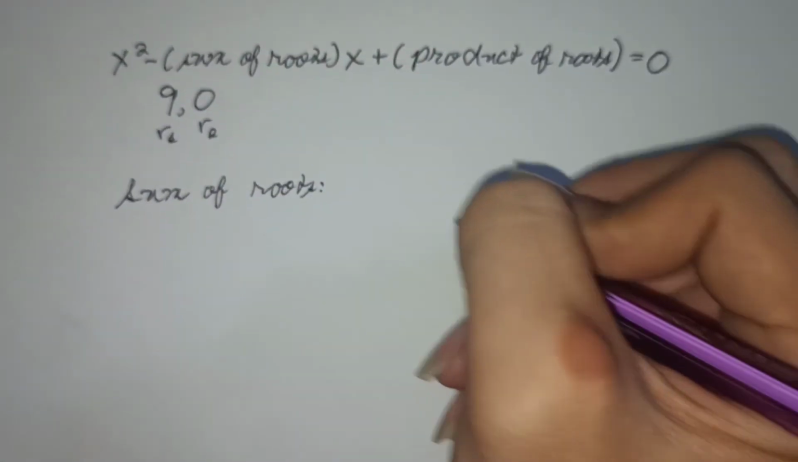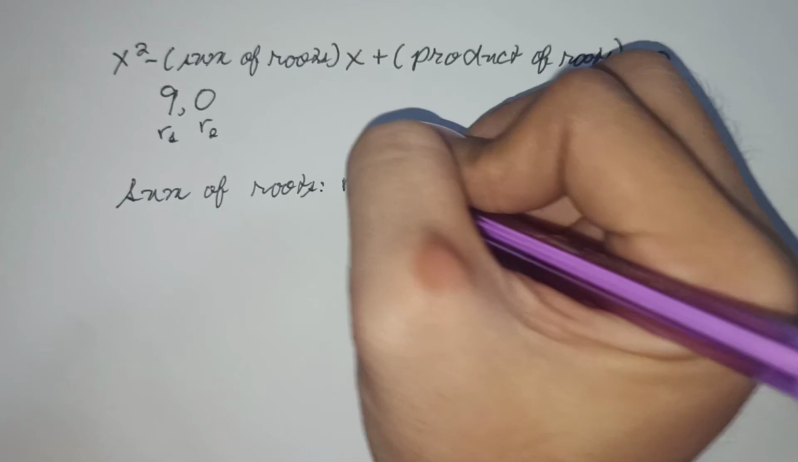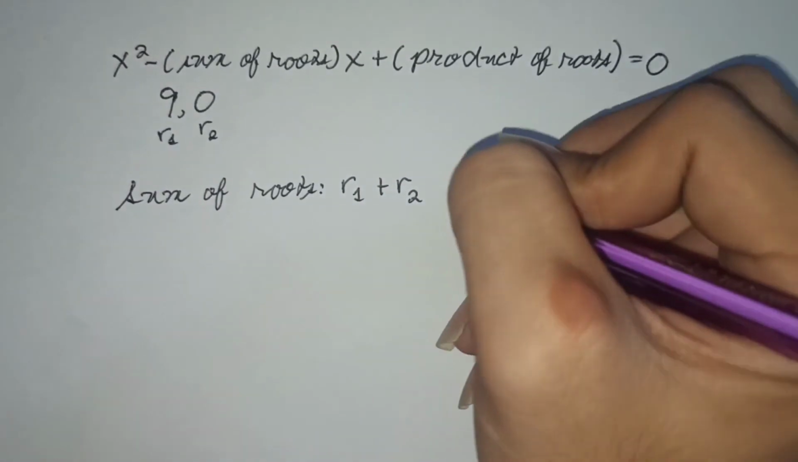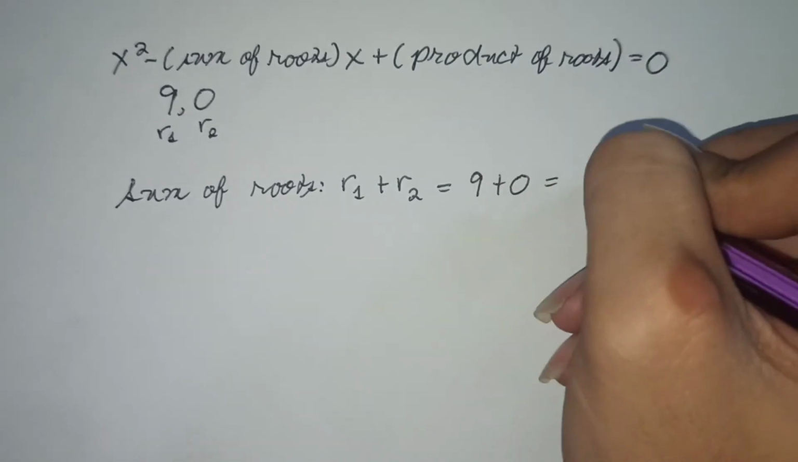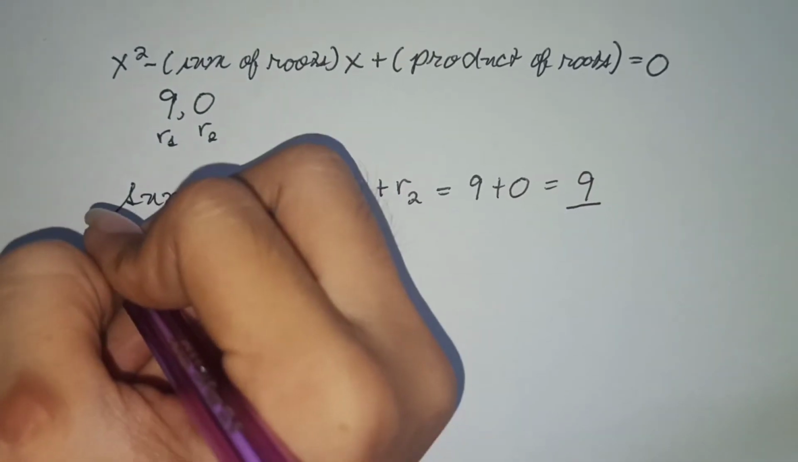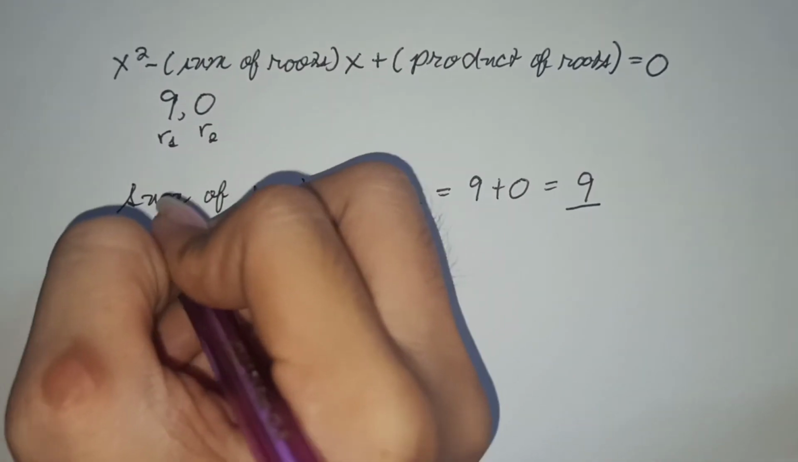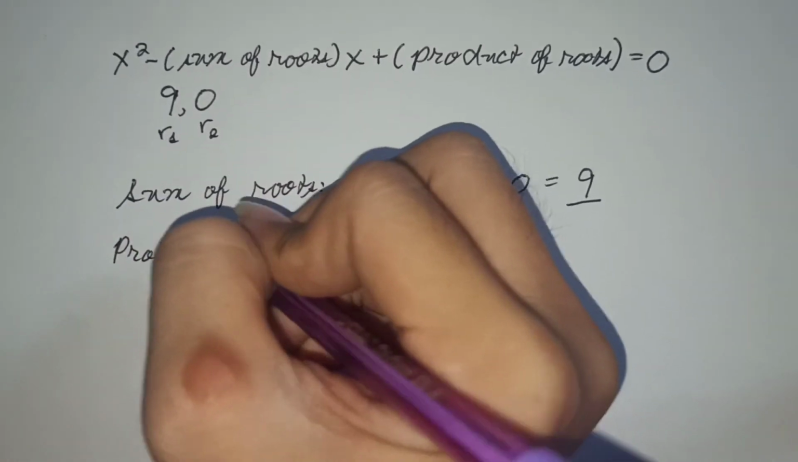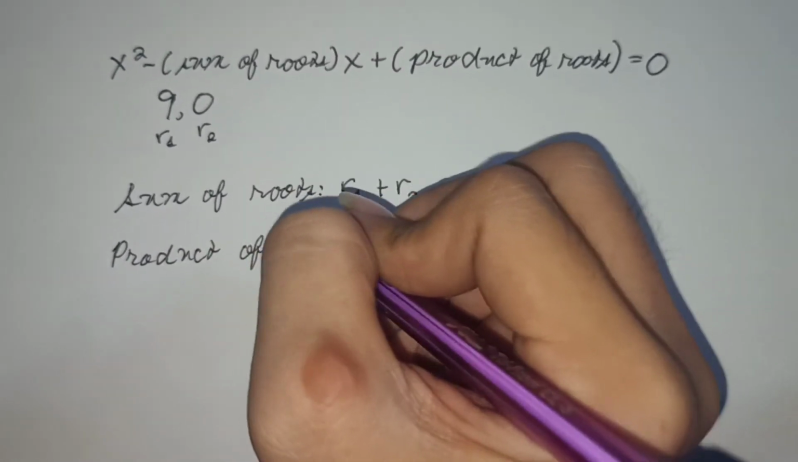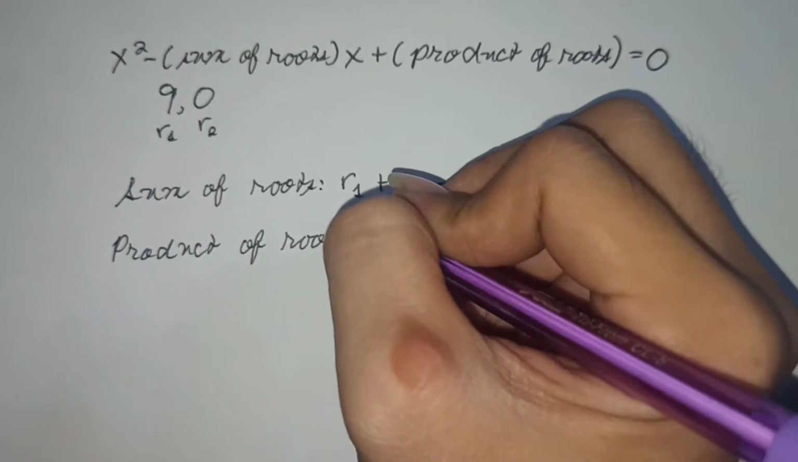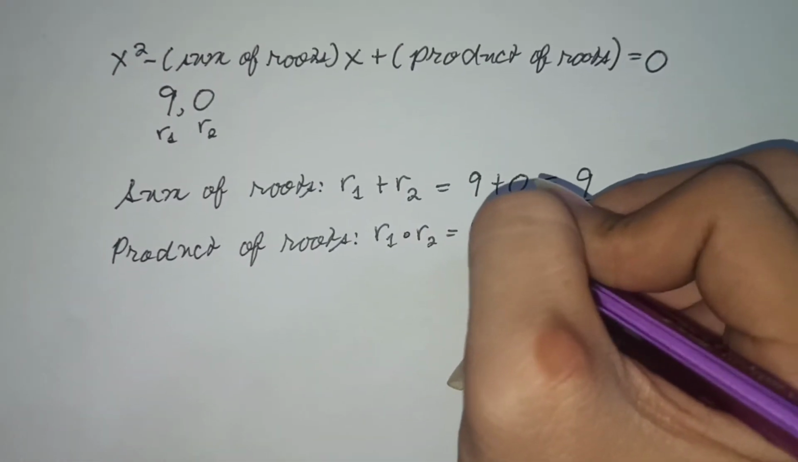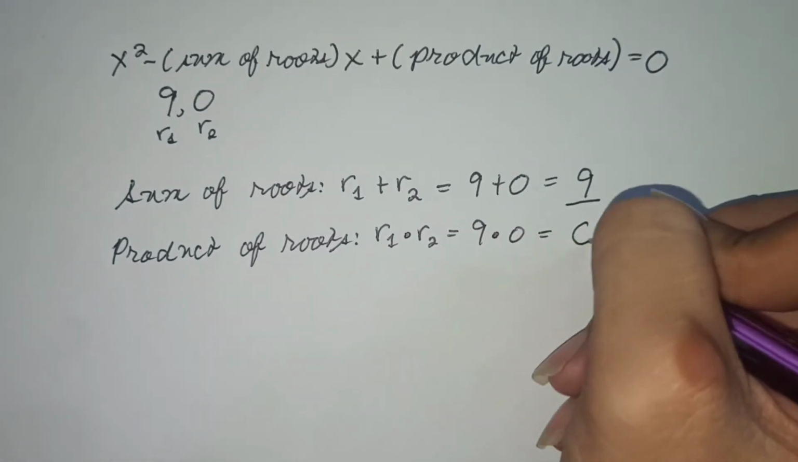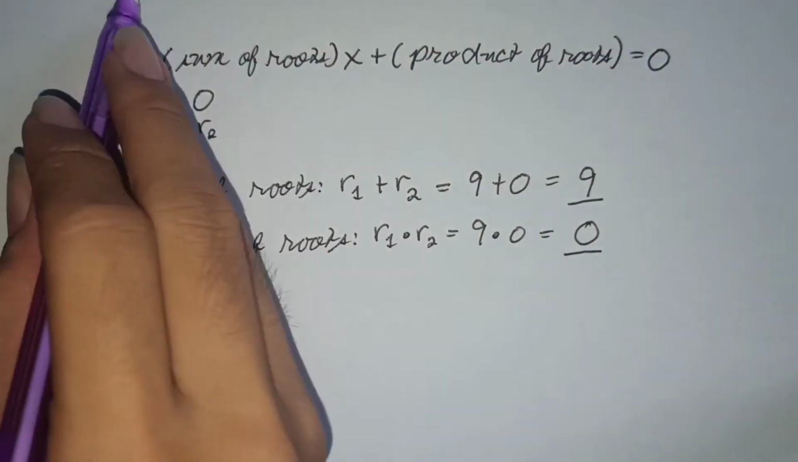Now to look for the sum, just simply add the two given roots, r sub 1 plus r sub 2. So it is 9 plus 0, which equals 9. Now, let's solve for the product of the roots. So just simply multiply the given roots, r sub 1 times r sub 2. So basically it's 9 times 0. 9 times 0 is 0.